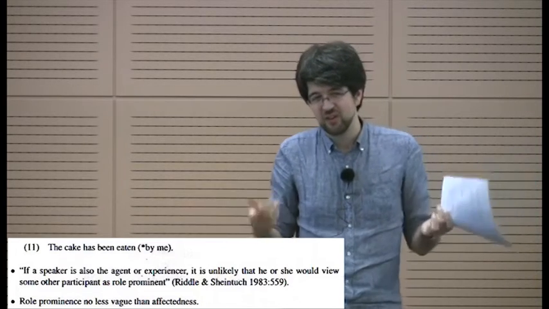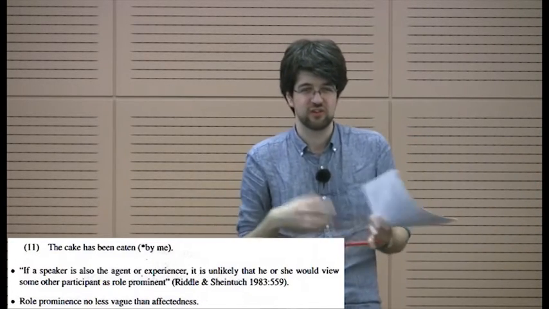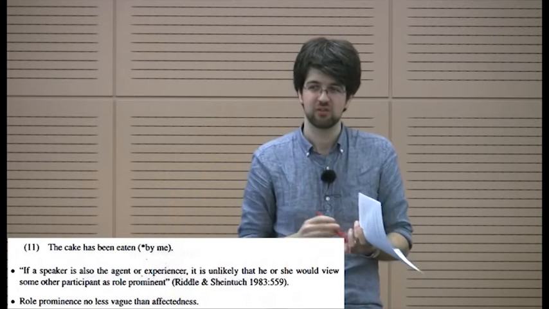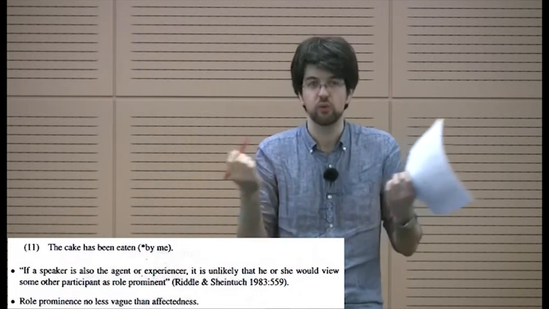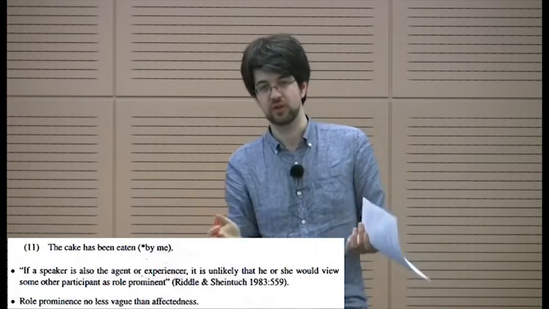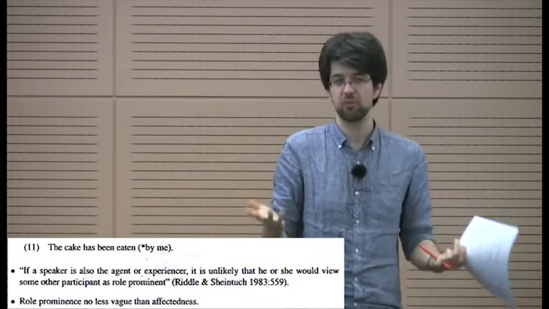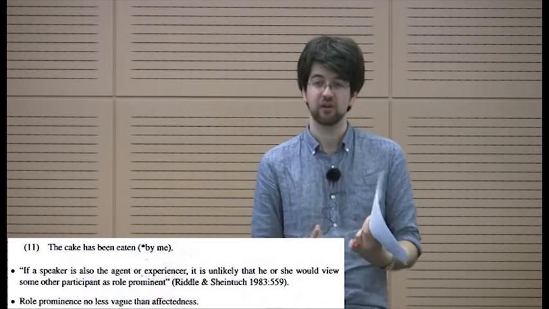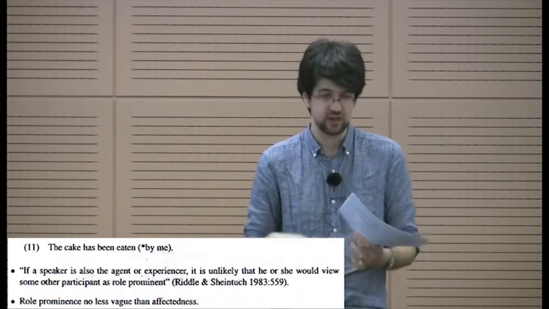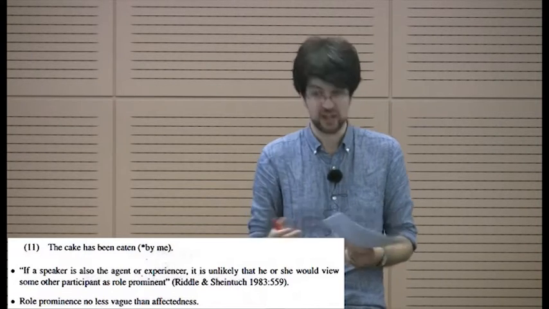But again, this is kind of no less vague than the affectedness condition. So if we want to formalize this, we're going to run into trouble. And Riddle and Schieffelin point out that, well, they say there's no algorithm for determining role prominence. And, you know, this is no problem, but it seems to me like that should be a problem. If you want it to have any predictive power, then you need to have a way of deciding whether something's role prominent ahead of time, right?